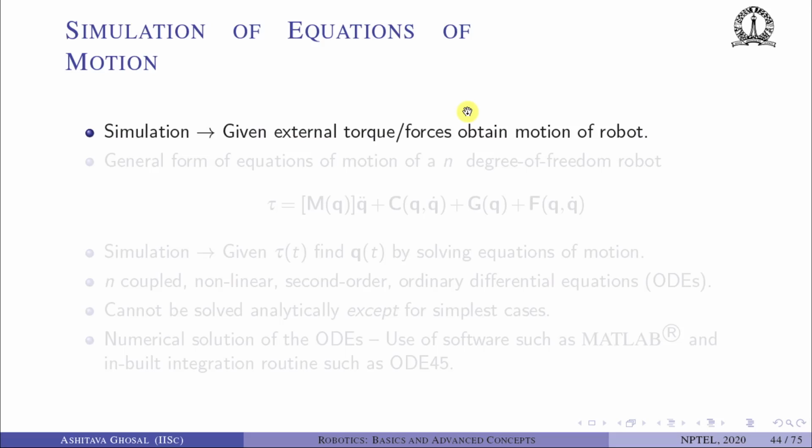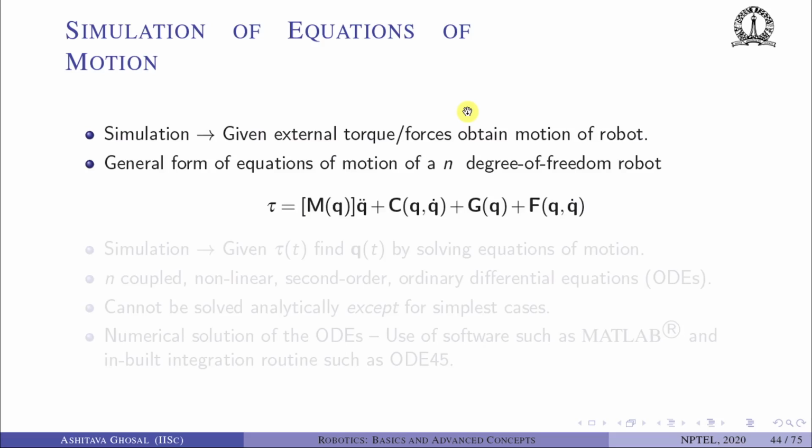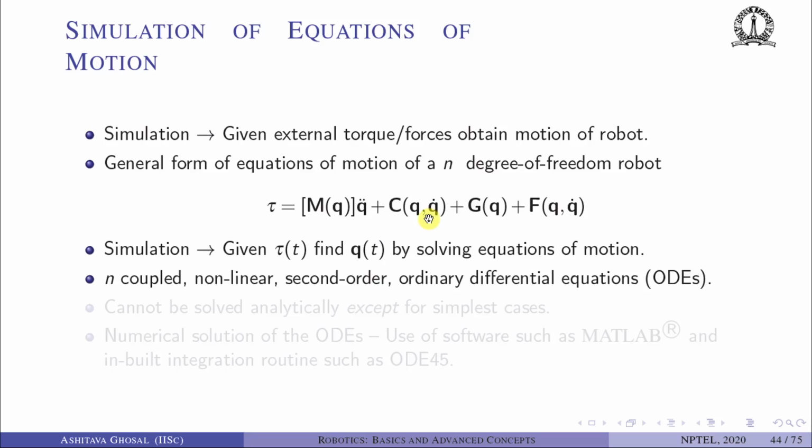You are given the external torques and forces and you need to obtain the motion of a robot. The general equation of motion of an n degree of freedom robot can be given as tau equals M(q) q double dot plus C(q, q dot), a gravity term and a friction term. In simulation, you are given the left hand side and we have to solve for q of t. Basically, we have to solve these ordinary differential equations. These are n coupled nonlinear second order ordinary differential equations, second order because there is q double dot.